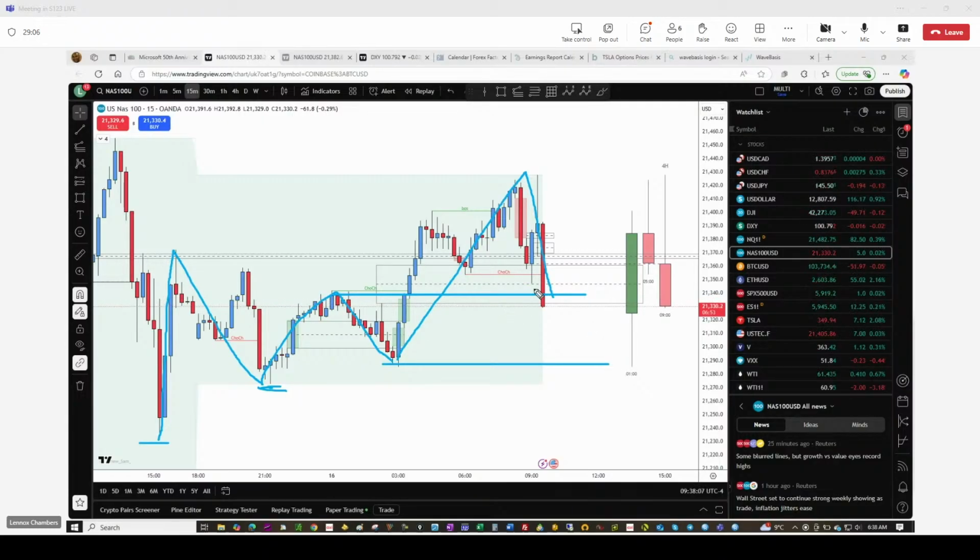Now, I don't want to see them come in too deep into this area here. But they are pushing in, so I'm looking for a wick into that. Whatever this news was, it's not really that good. So looking for them to turn things around here imminently.